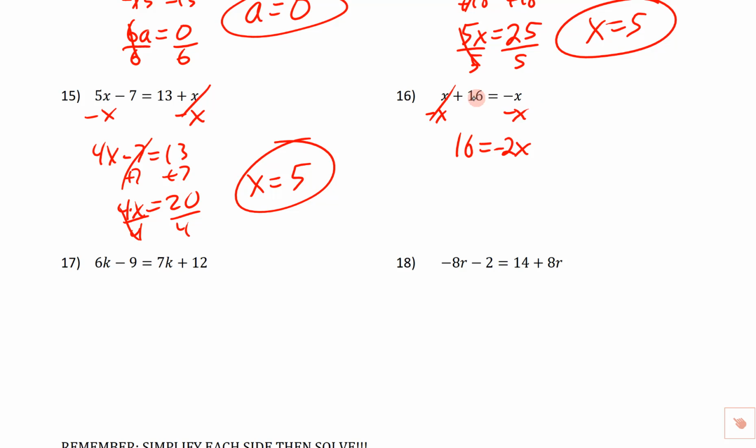If there's only one constant in the problem, move the variables to the other side, basically. So we're going to divide by negative 2, and we end up with negative 8 equals x. Circle that answer. And then we'll take a look at this one.